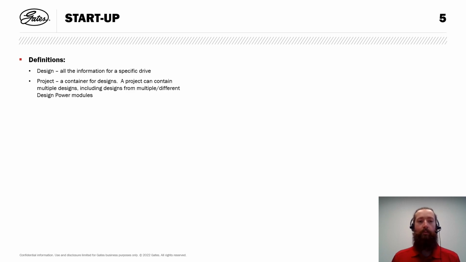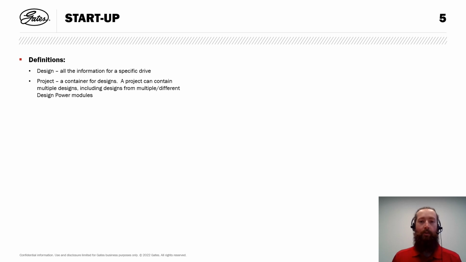Since this is a new application, I want to cover a couple definitions. A design is all of the information for a specific drive. A project is like a container for designs. A project can contain multiple designs, including designs from multiple and different Design Power modules. This is an update from our standalone applications, which only allowed for one design within a file. To reiterate, Design Power project files can hold multiple designs, including designs from any available module.